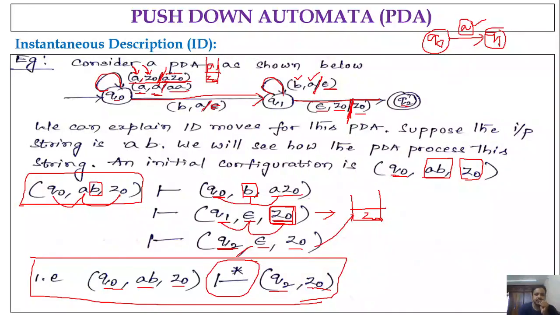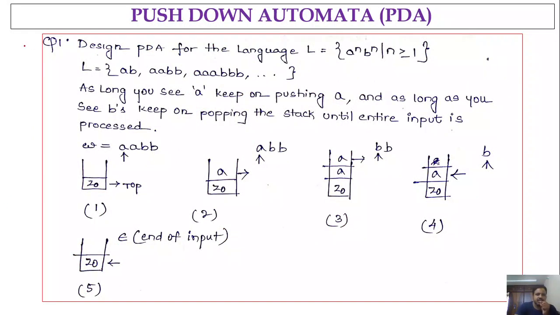Now let us discuss a new scenario. Design a PDA for the language a^n b^n such that n is greater than or equal to 1. This is the language for which we have to design the pushdown automata. Whenever the language is given in this equation format, defined as a function, just try to write down the set of strings by considering the given property. So here L is the set of a^n b^n such that n is greater than or equal to 1. Substitute each value of n to get the different strings.